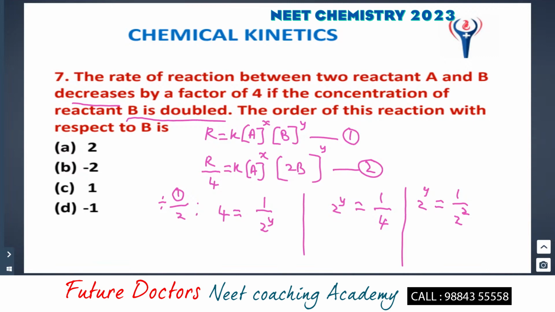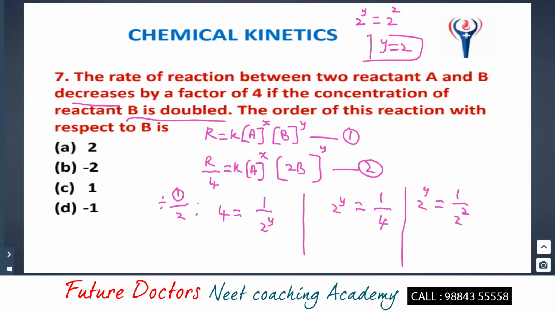When the base is the same, just compare the powers. Suppose 2 power Y is equal to 2 power 2, you know that Y is equal to what? 2. Correct or not? In this case, if it is like this, you can say Y is equal to 2. Are you following? Understood? But it will be just the opposite here. Then only we can say Y is equal to minus 2. Understood? Right? Minus 2. So the answer is what? B is the correct one.